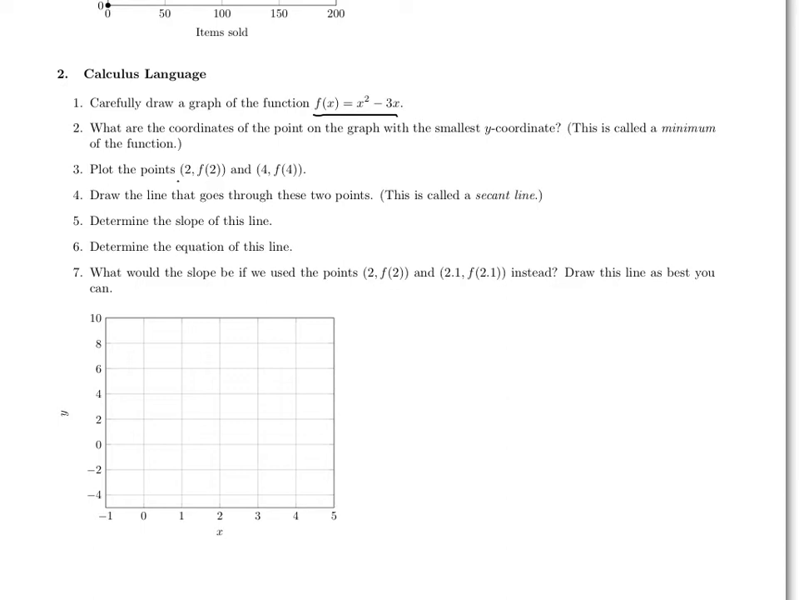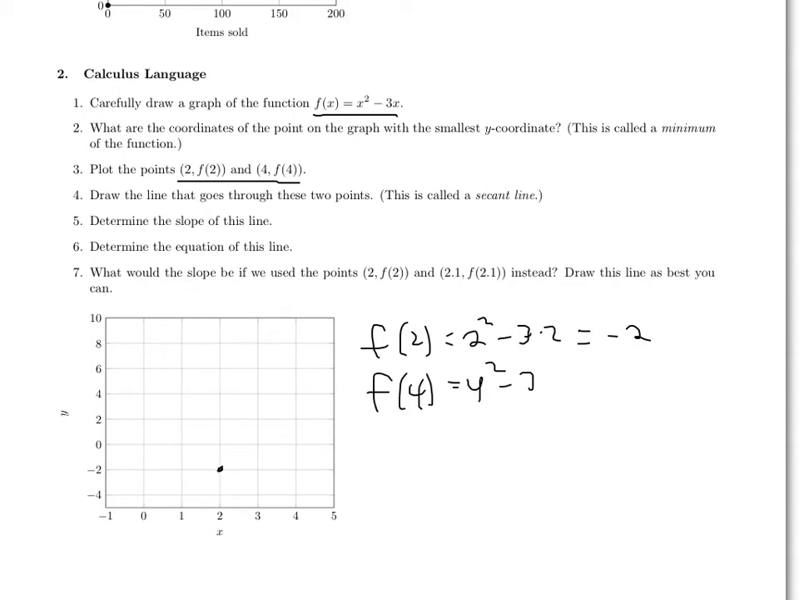If you look down, you're going to have to plot a couple points anyway, so let's just go through real quick to make sure we know how to do that. So f of 2 means 2 squared minus 3 times 2, so that's 4 minus 6, which is negative 2. So I should be plotting the point (2, -2) on my axis. And then f of 4 is 4 squared minus 3 times 4. So that's 16 minus 12, which is positive 4. So the point (4, 4) is on here.